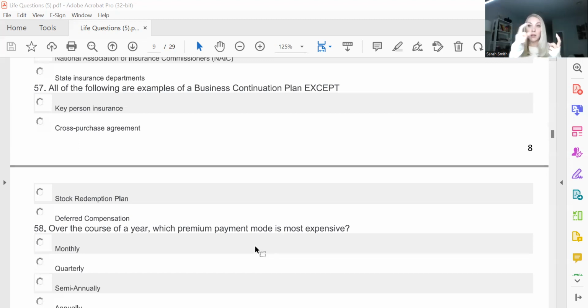Each owner would have a life insurance policy on the other owner to ensure that they had the money to buy out the other's half or third or whatever have you in the event that that owner passes away. Stock redemption plan sounds exactly like what it is.